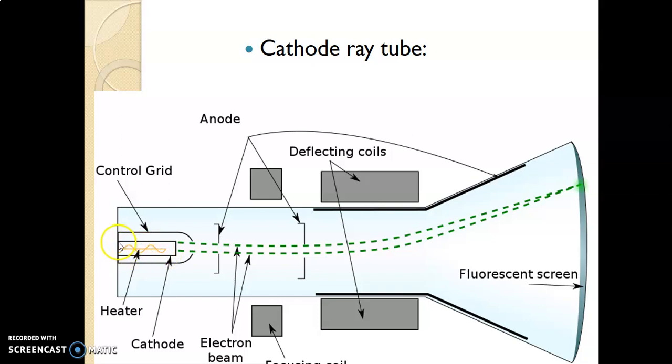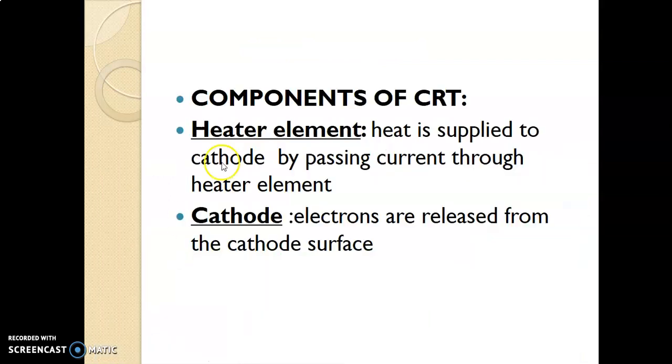The heater is surrounded by the cathode. The heater is heated by passing electricity, and the cathode emits the electrons. You can see the electrons coming out when the heater heats the cathode. Heat is supplied to the cathode by passing current through the heater element, and electrons are released from the cathode surface.